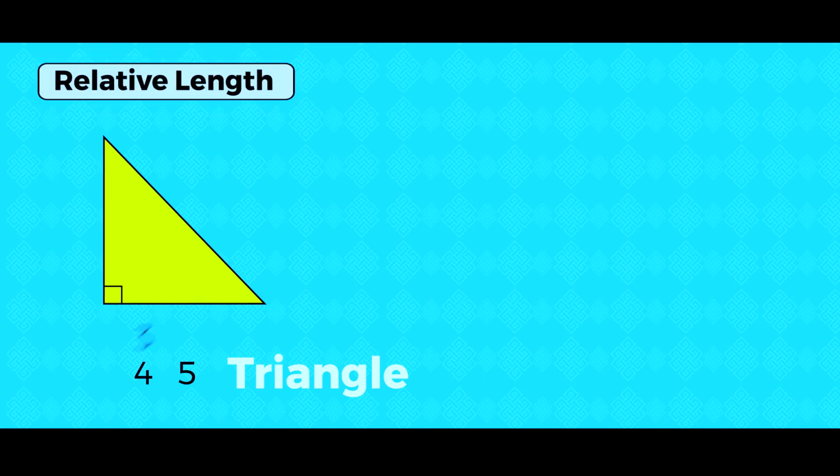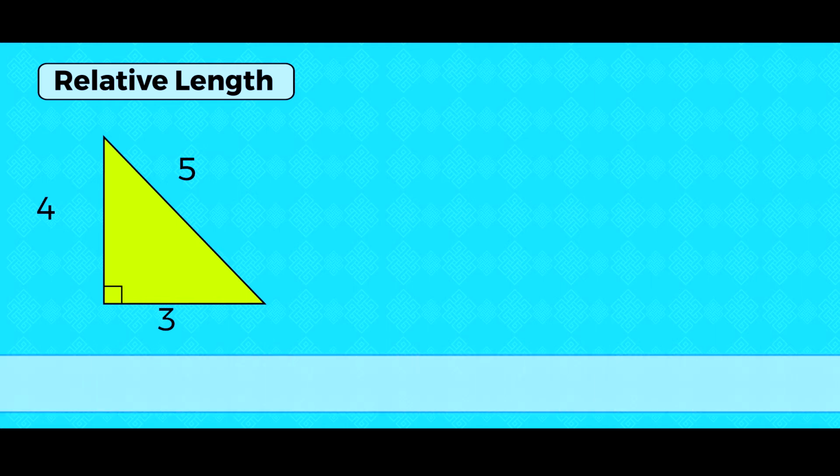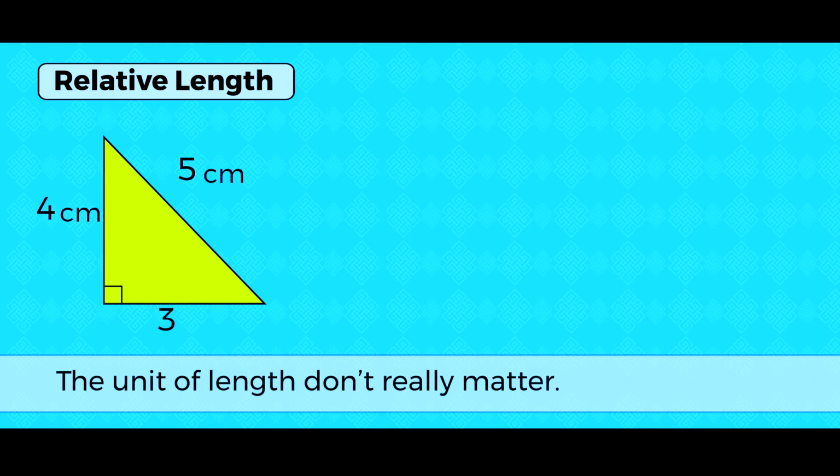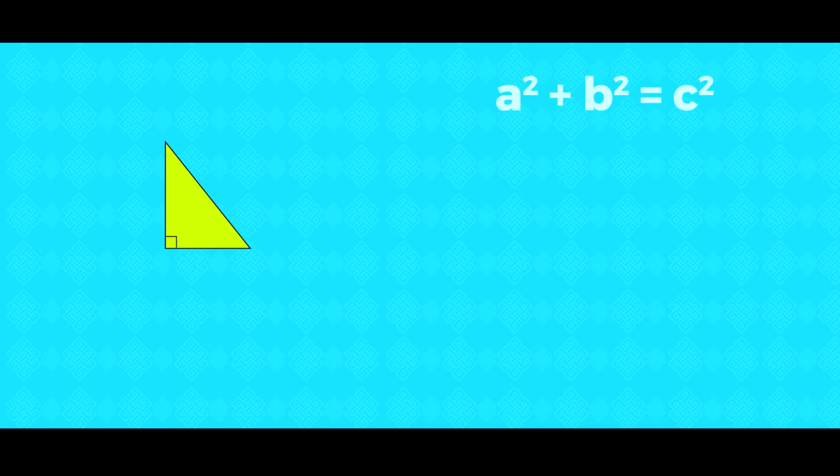Let us take this special example of a right triangle that will help us understand the Pythagorean theorem better. This right triangle is called a 3, 4, 5 triangle because its sides have relative lengths of 3, 4, and 5. And by relative lengths, I mean the units of length don't really matter. It can be in centimeters, meters, inches, and so on.